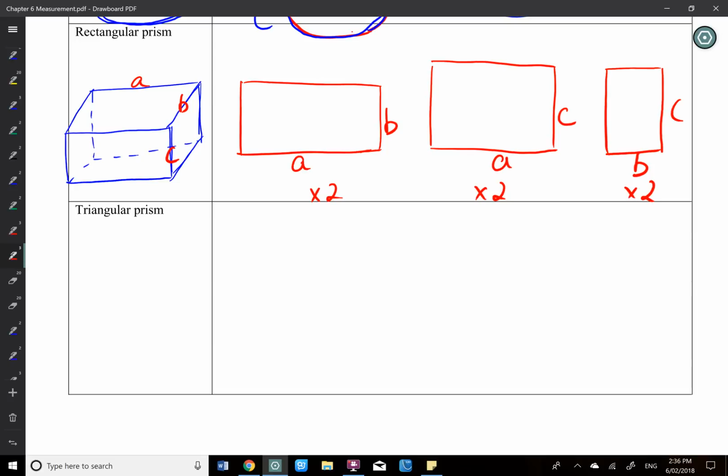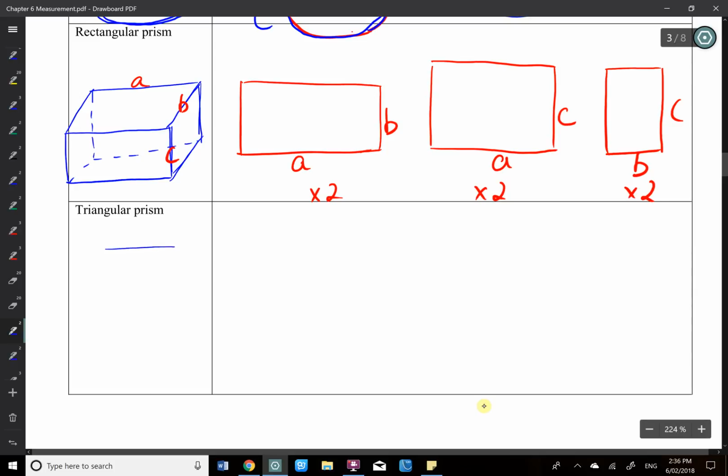Next one is the triangular prism. It will be a triangle on top and bottom, and it's all straight lines. So I can sketch it.